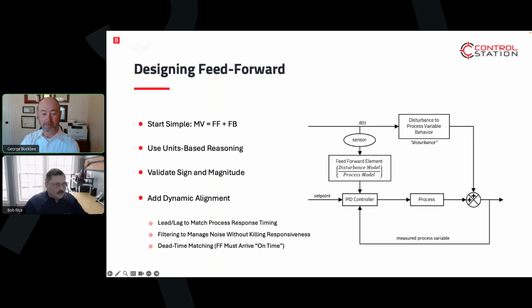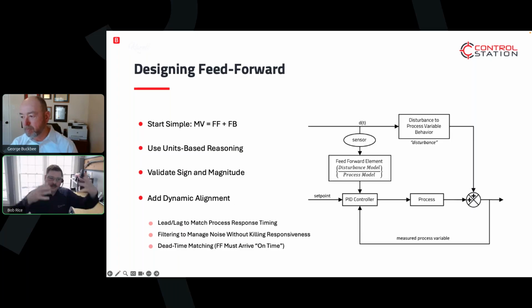So when we start thinking about designing a feed forward controller, there are a lot of different methods and stuff like that, but really the idea is you have to start simple.